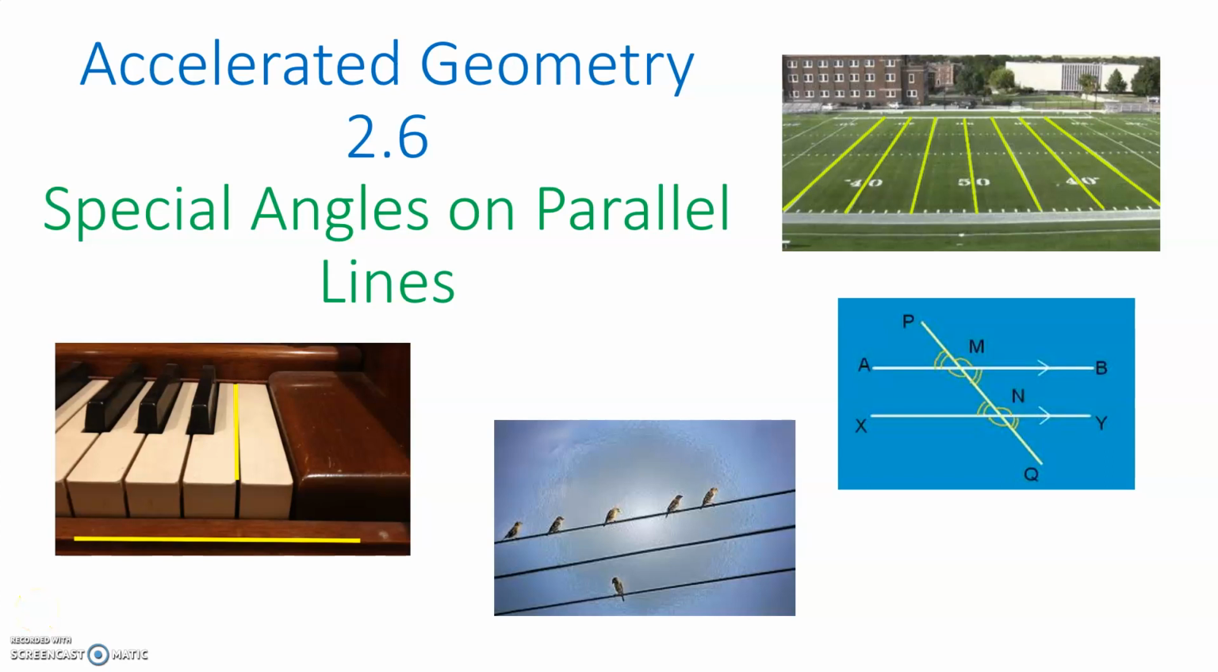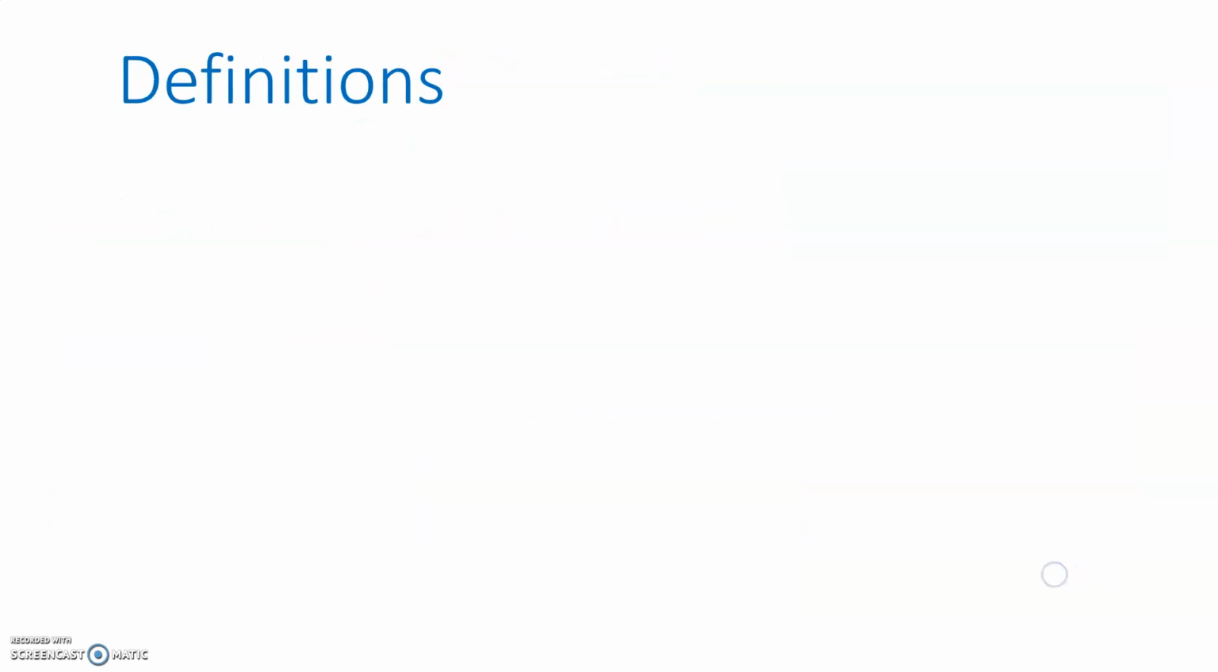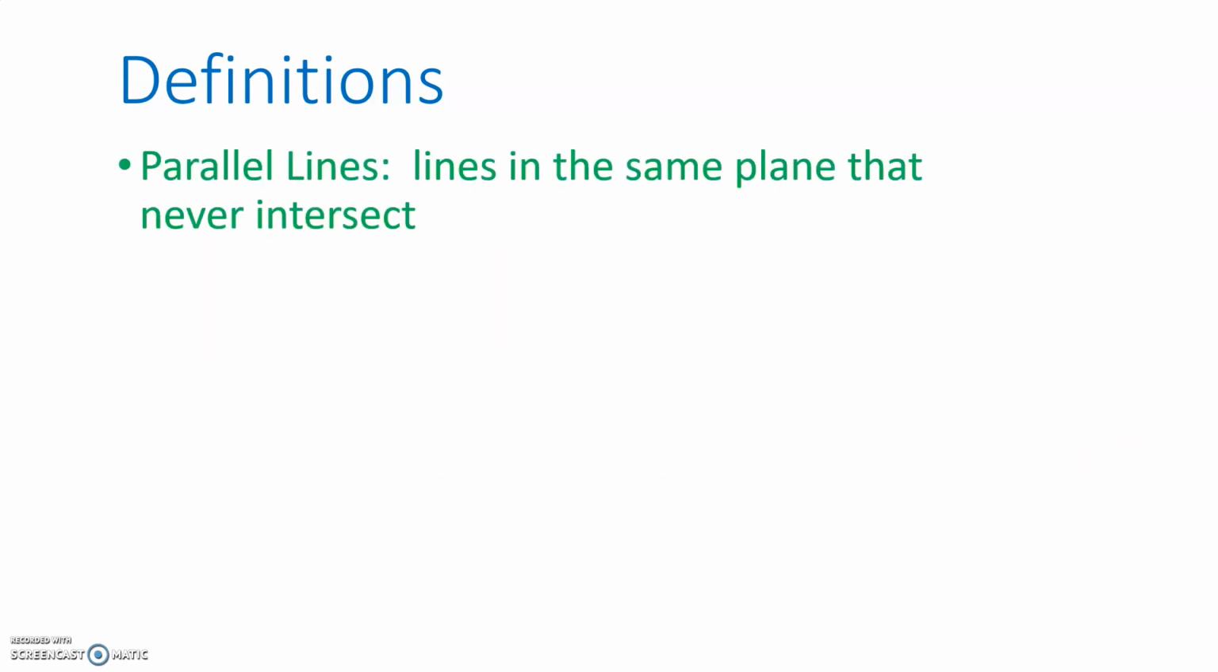This is section 2.6 of accelerated geometry, and it has to do with special angles on parallel lines. So I have all kinds of parallel lines drawn here on my intro slide. So the first thing we need to do is establish some definitions.